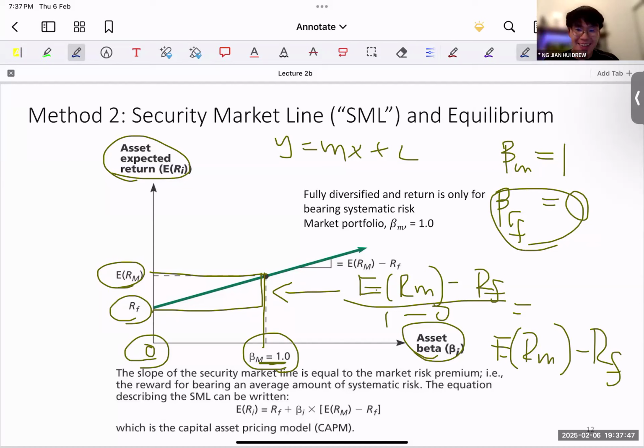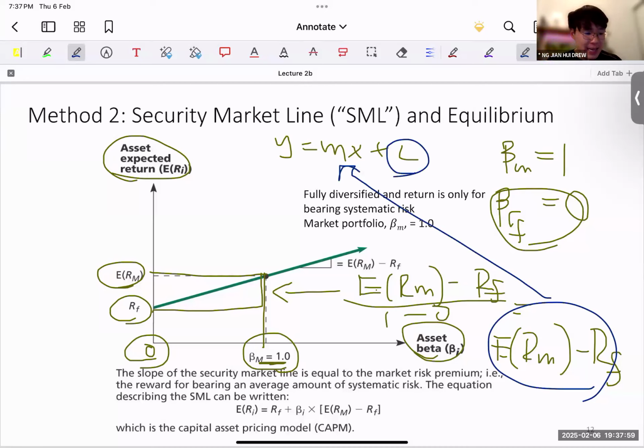Rise and run. Oh, this is a nice way to remember. Okay, so once we have this, this is my gradient M here. And so what I can do is, now I have my C as well, my intercept, which is given by this risk-free rate. So basically I can rewrite this into y equals mx plus c, or the equation of a straight line, which is given by this, right?